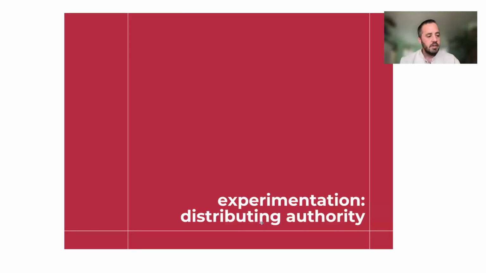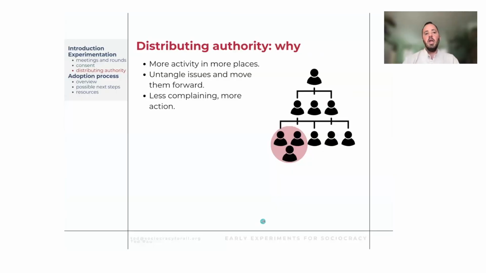All right. Last one, distributing authority. So we want to get into a situation, ideally, where more people are deciding more things autonomously in more places.